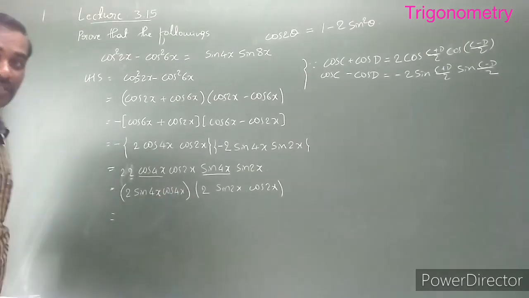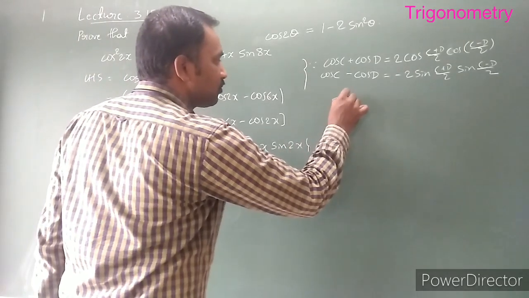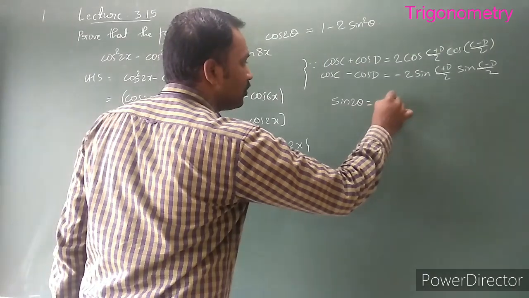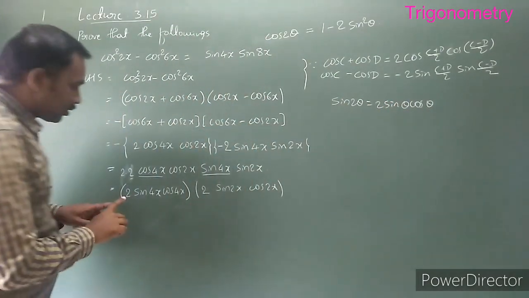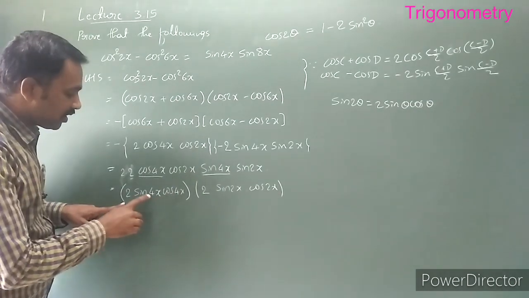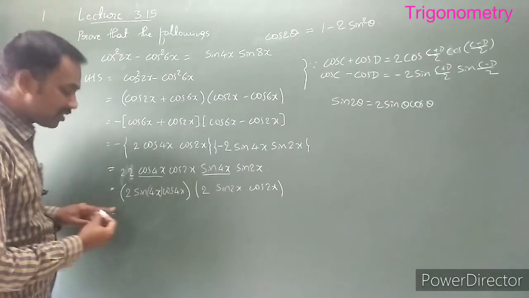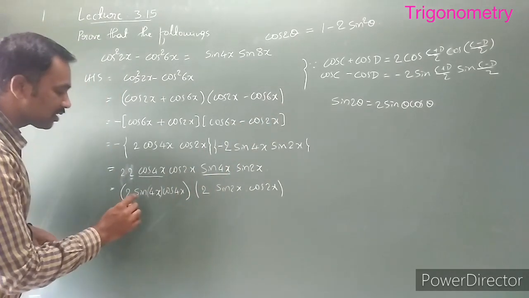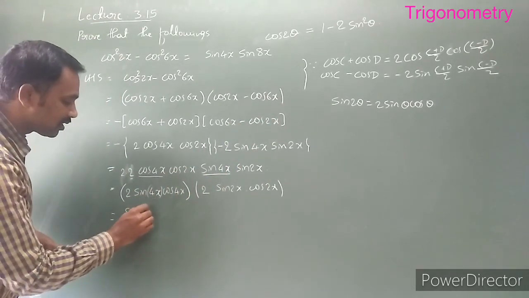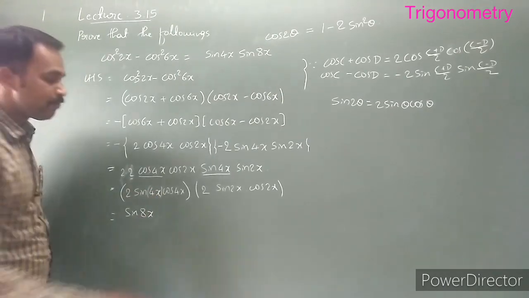It is the right hand side of the sin of 2 theta. What is the sin of 2 theta? Sin 2 theta is equal to 2 sin theta into cos theta. In terms of theta, 4x is there. So what can we write on the left hand side? Sin of 2 theta, that means sin of 2 into 4x. That will give us 8x.